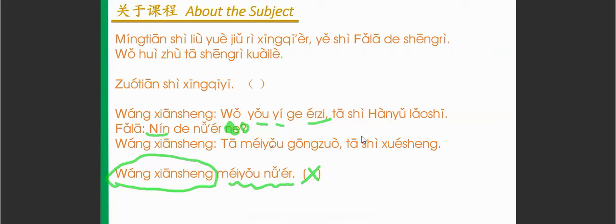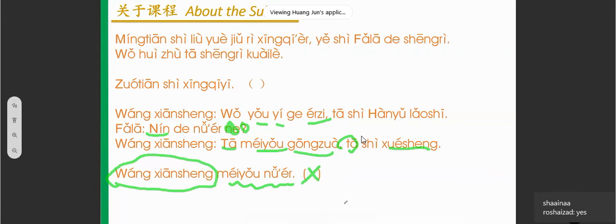So Mr. Wang answered, 她没有工作. She doesn't have a job. 她是学生. She is a student. So of course, he has a daughter, right? So 王先生有女儿. He has a daughter. So the answer is wrong.